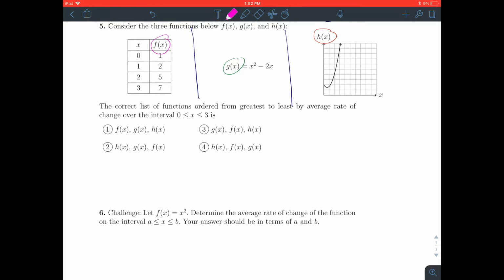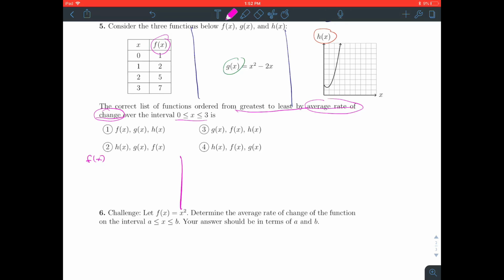I should read the question. The correct list of functions ordered from greatest to least by average rate of change over this interval is. So in order to order them from greatest rate of change to least rate of change, I need to actually find their average rates of change. I'm going to start by finding the average rate of change for f of x.